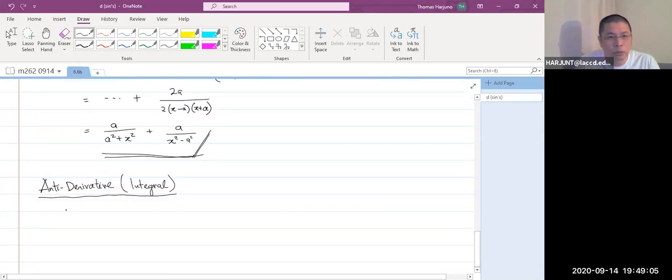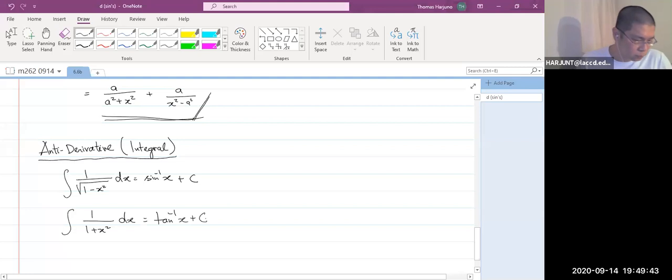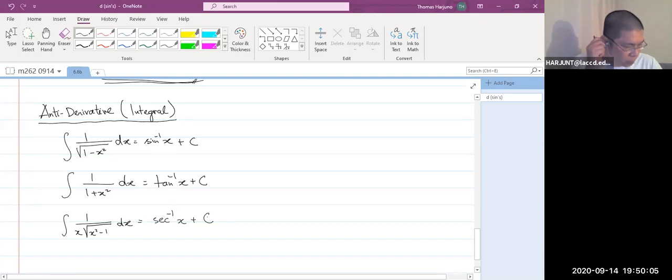More or less, we need to memorize. The integral of 1 over square root of 1 minus x squared dx is sine inverse x plus constant, because the derivative of sine inverse x is 1 over the square root of 1 minus x squared. So we basically just look at that backward. The integral of 1 over 1 plus x squared dx is tangent inverse of x plus constant. And the integral of 1 over x times square root of x squared minus 1 dx is secant inverse of x plus constant. Memorize this.